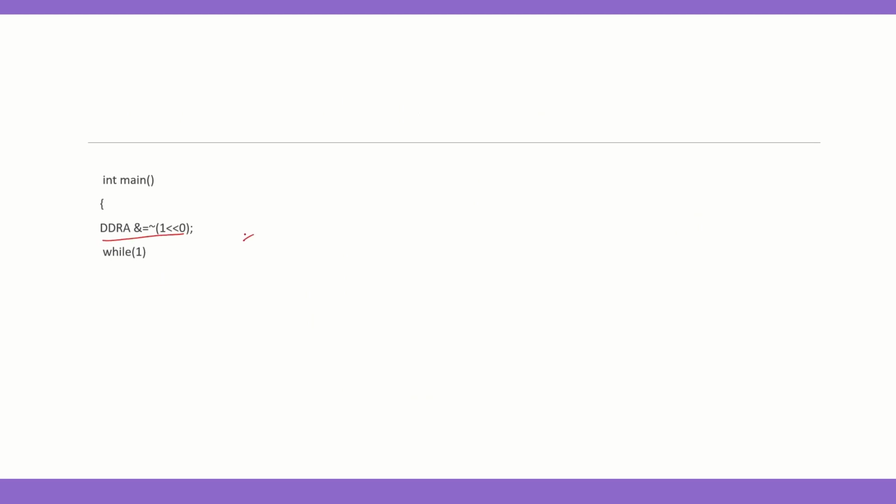Now let's understand the programming part. First we have to configure PA0 in the input mode. For that we have to configure the DDRA register. We have to make this bit 0. This will configure PA0 in the input mode.